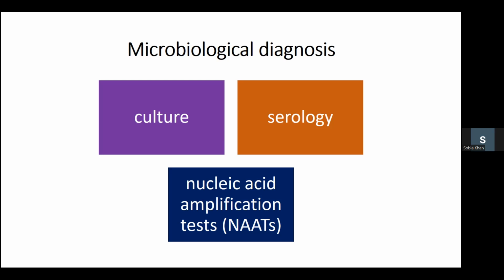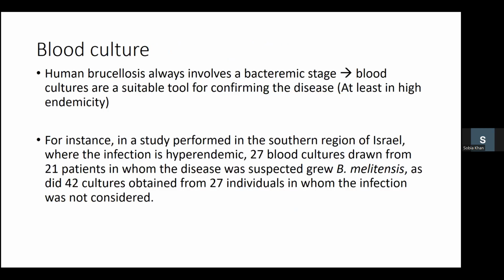Diagnostic modalities are divided into culture, serology, and nucleic acid testing. Blood cultures play an important role because human brucellosis always involves a bacteremic stage, and blood cultures are a suitable tool for confirming the disease. It presents with constitutional symptoms which are very vague, so sometimes the diagnosis is missed, but incidentally it's picked up on blood culture, which was seen in this particular study performed in Israel.